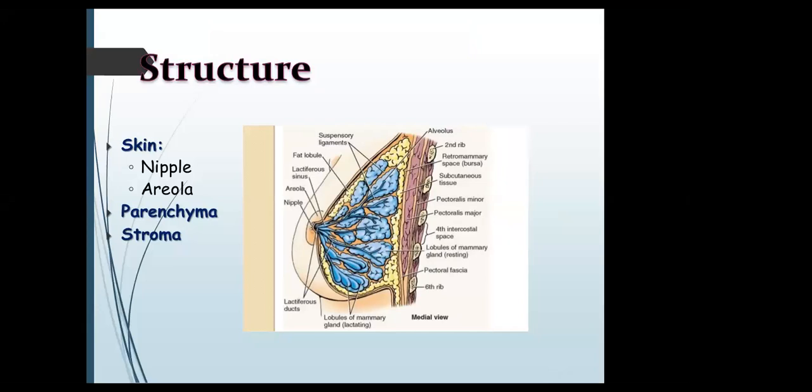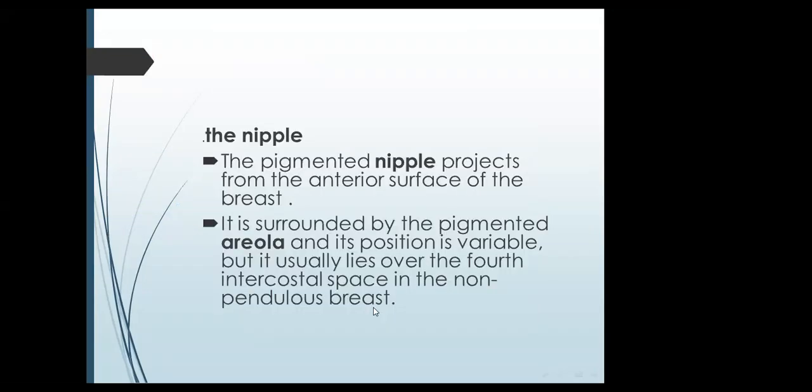Structure of the breast. The skin contains the nipple and areola, then parenchyma and stroma. This is the parenchyma lobule, and in between the fat represents the stroma. The nipple. The pigmented nipple projects from the anterior surface of the breast and is surrounded by a pigmented areola. Its position is variable, but it usually lies over the fourth intercostal space in a non-pendulous breast.